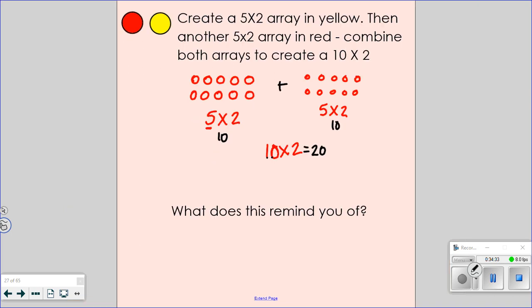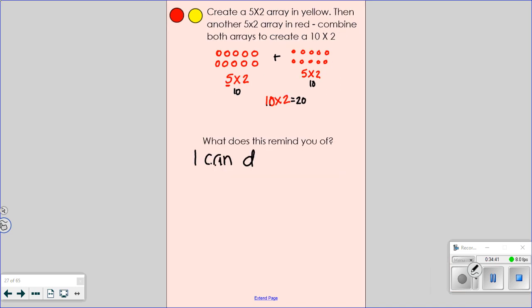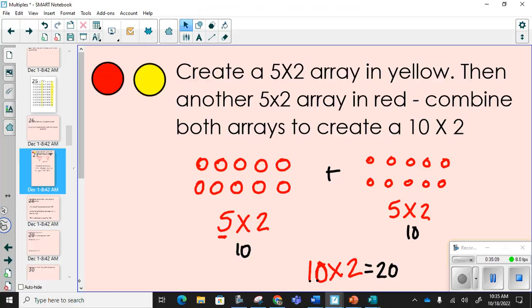Let's write that down. I can double my 5s to get my 10s. Just like what I did here. I took my 5s and then I added that same group again and got 10s. Alright, I'm gonna go visit my hundreds chart.